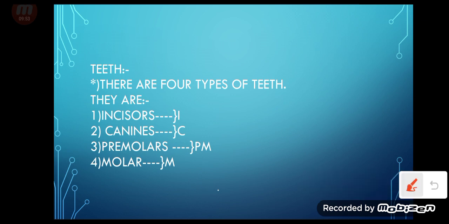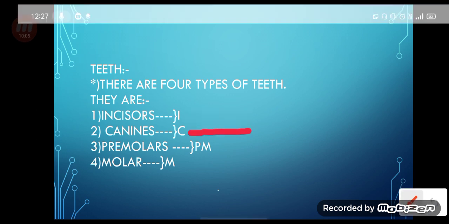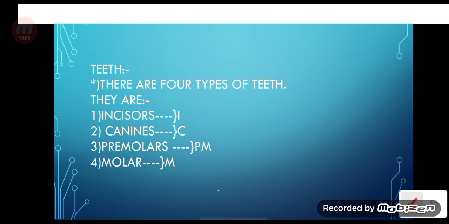Let's move on to the next slide. Here, let us see about teeth. There are four types of teeth. First one is incisors, second one is canines, third one is premolars, and fourth one is molars. You should note down the types of teeth because they are very important. One bit will come compulsorily every year based on these types of teeth and their arrangement. I will explain the arrangement of teeth in the next slides.